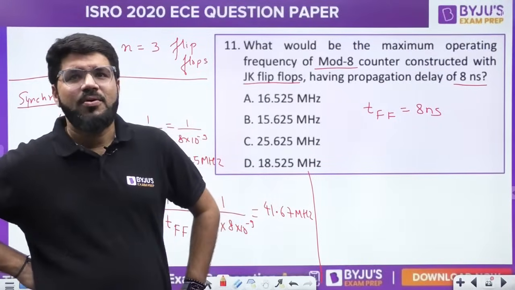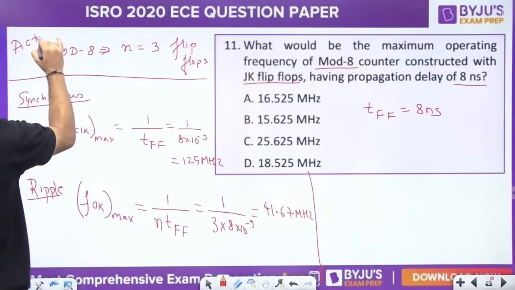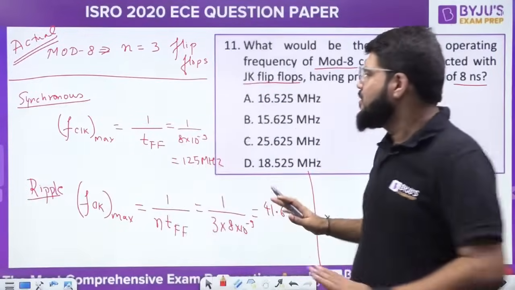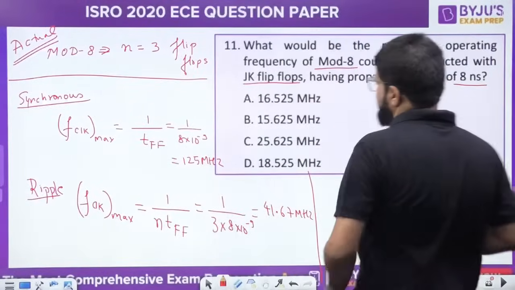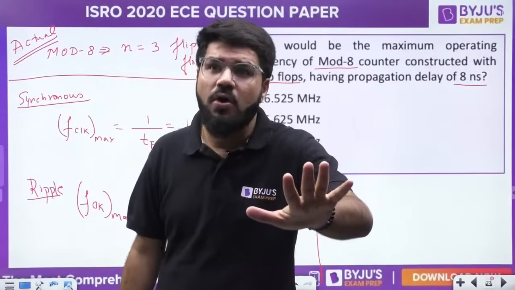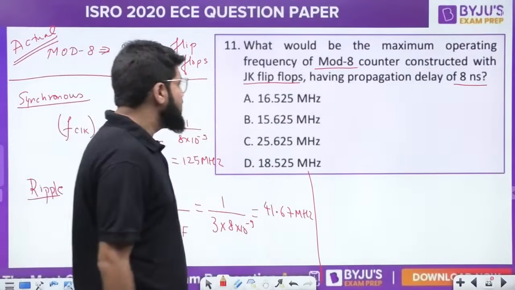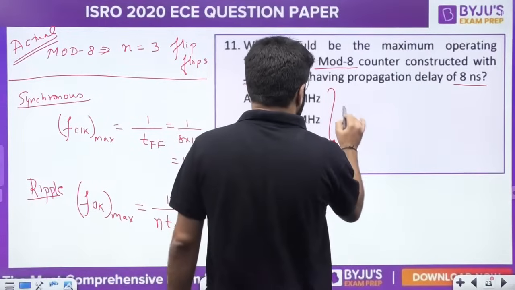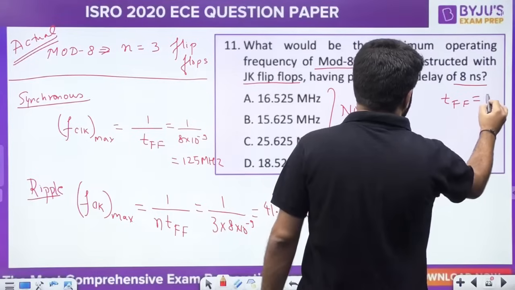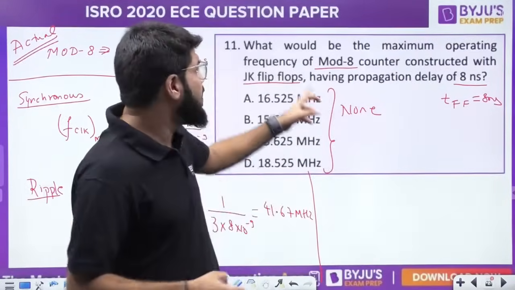This is the actual analysis. The question or the options, something is wrong here. The answer given by ISRO was B. That is 100% wrong, but I'll tell you the logic. What is the mistake they have made in the question? None of the answers actually matches if I take the flip-flop delay as 8 nanoseconds. Here, pay attention: they might have written mod 8 by mistake.